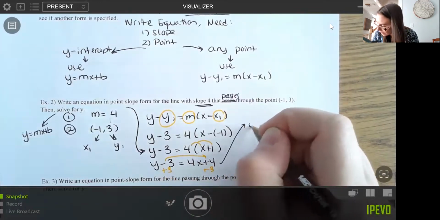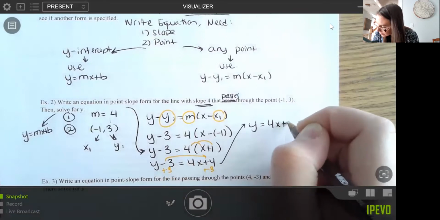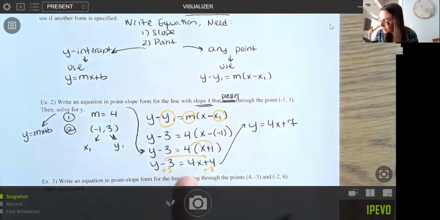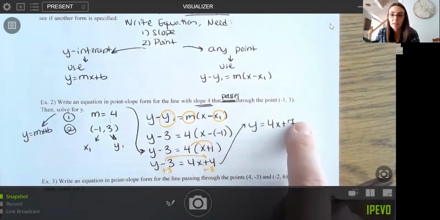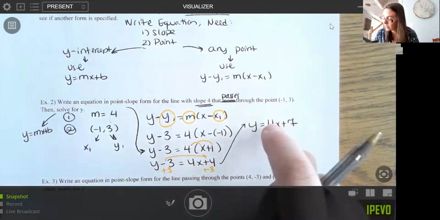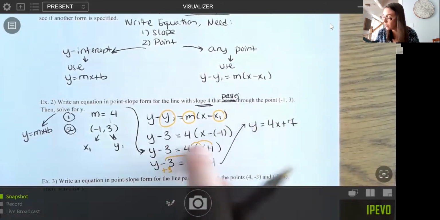And what I get is y equals 4x plus 7. Now these are the same exact line. They're just in different forms. So here's that slope-intercept form. Here's that point slope form.